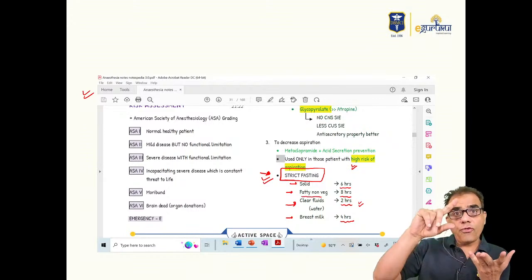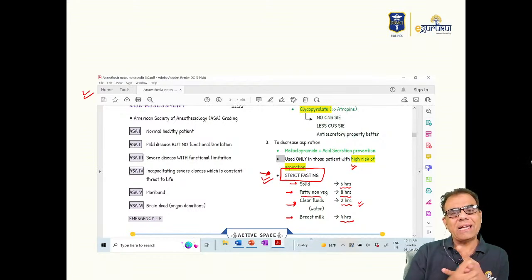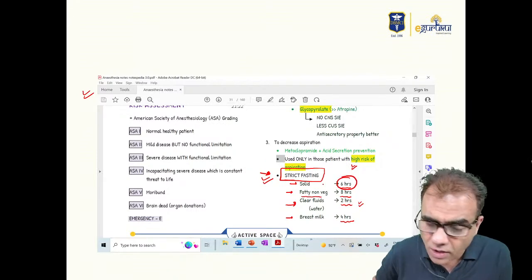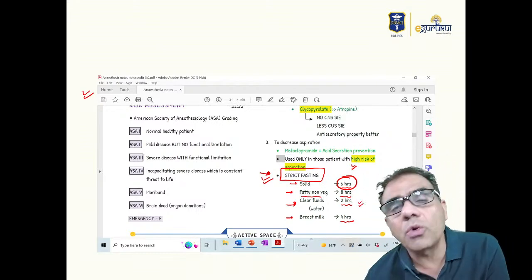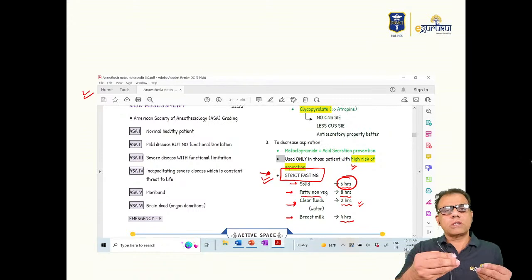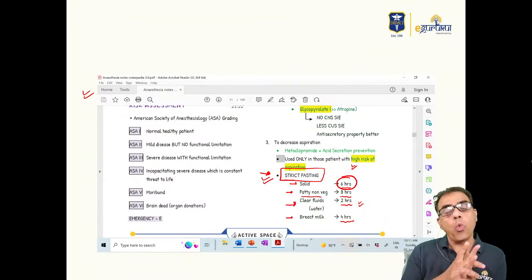So if the patient has taken tea with milk or coffee with milk, then it should be considered unclear fluids, and a fasting of 6 hours will be mandatory, because this is a very common problem that we encounter in our day-to-day clinical practice. The surgeon will come to us and say, oh no, the patient has taken just tea and maybe just one biscuit. No, tea with milk, full 6 hours. Without milk, plain tea, yes, clear fluid, maybe 2 hours.